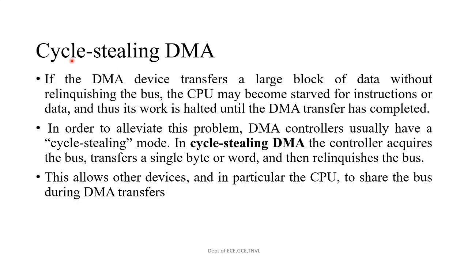And this is one important thing, that is cycle stealing DMA. If the DMA device transfers a large block of data without relinquishing the bus, the CPU may become starved for instructions or data, and its work is halted until the DMA transfer has completed. In order to alleviate this problem, DMA controllers usually have a cycle stealing mode. In cycle stealing DMA, the controller acquires the bus, transfers a single byte or word, and then relinquishes the bus. So this allows other devices, and in particular the CPU, to share the bus during DMA transfers also.